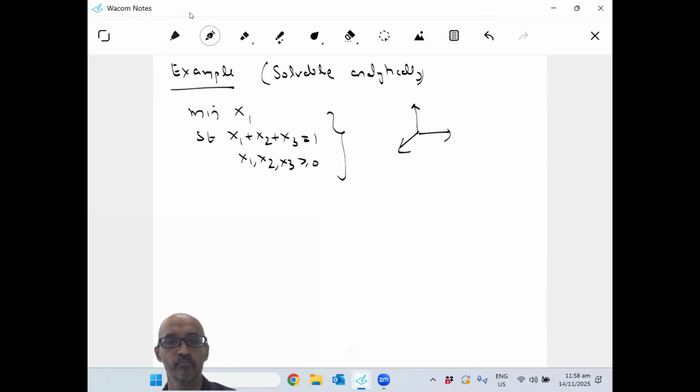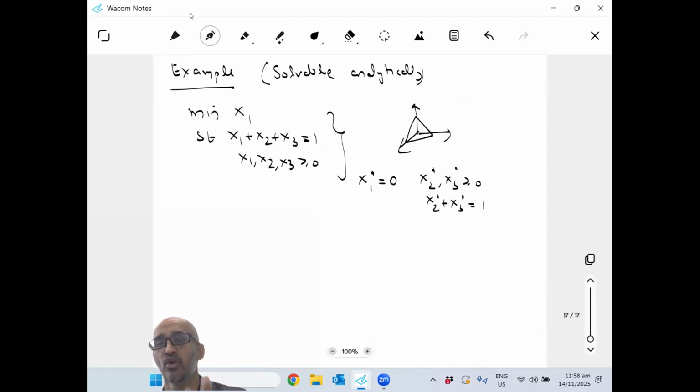What is the optimal solution to this problem? What is optimal? x1 star should be what? They're non-negative variables. They add up to 1. So x1 star should be 0. And x2 star and x3 star have to be non-negative while they add up to 1. Any solution of this type will be optimal for this problem. Optimal value is 0. So this is a trivial problem. So if this is x1, this is x2, and this is x3, every point along this segment is optimal. This is a trivial LP. You don't require to do anything.